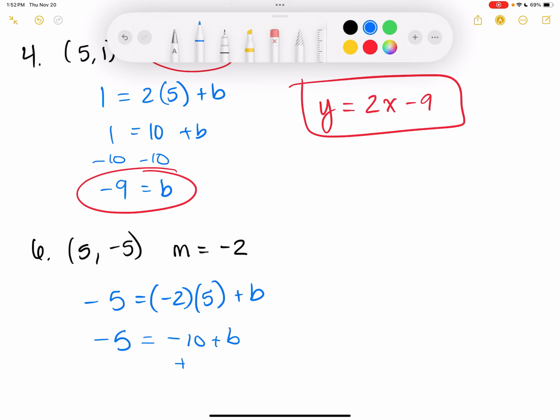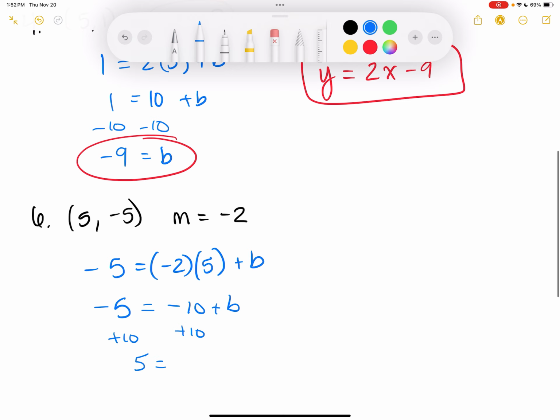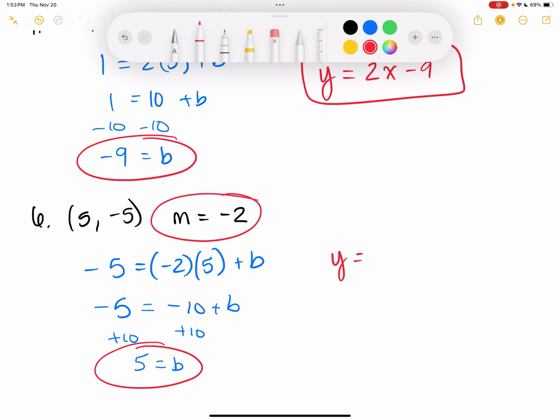We can add 10 to both sides. So I get 5 is equal to b. So I have a slope, I now have an intercept, and I just plug that into the equation. So y = -2x + 5. So we're just solving for b initially, and then you're writing the equation.